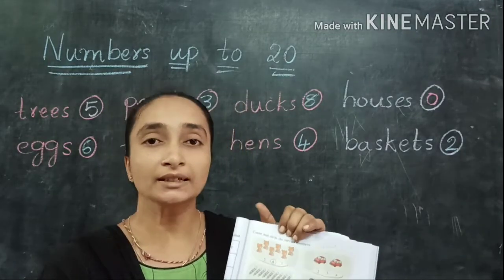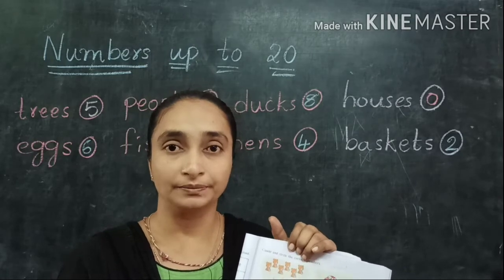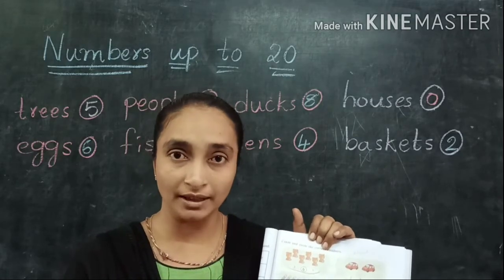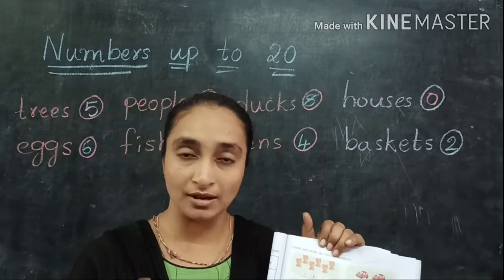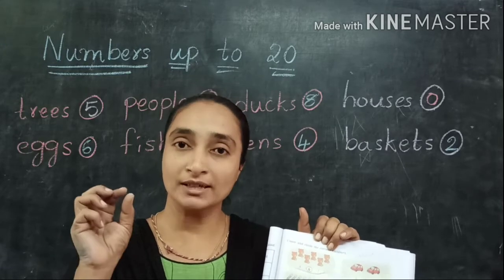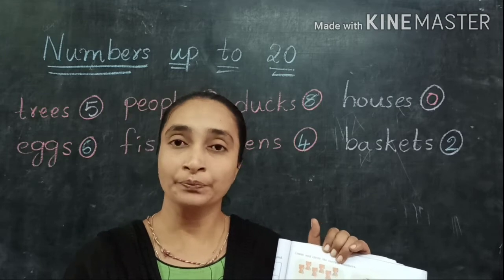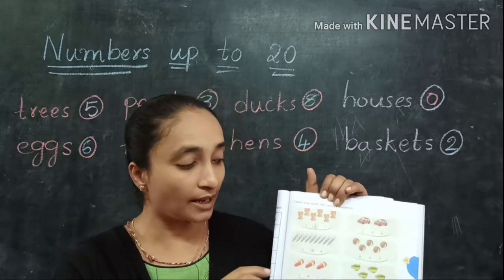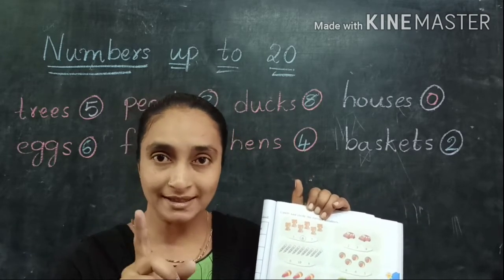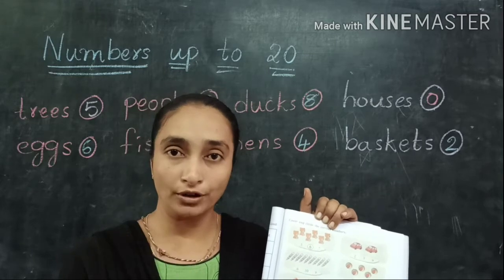Count and circle the correct numbers. Some pictures are there. You have to count the pictures. How many pictures are there? You have to count and circle the correct number. They have given 3 options there. One is the correct option and the remaining 2 are wrong.